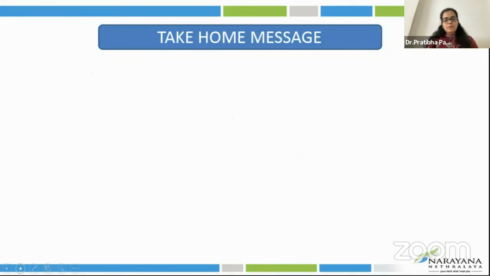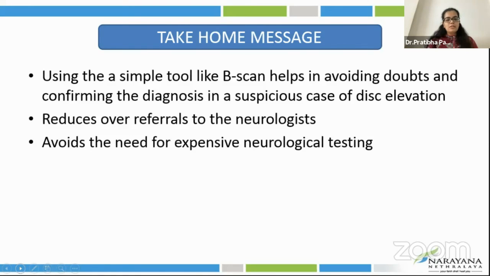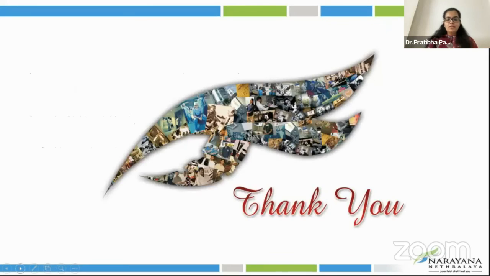So my take-home message would be that B-scan is a simple tool and definitely helps in avoiding any doubts and confirming the diagnosis in a suspicious case of disc elevation. It reduces over-referral to the neurologist and also avoids any expensive neurological testing.